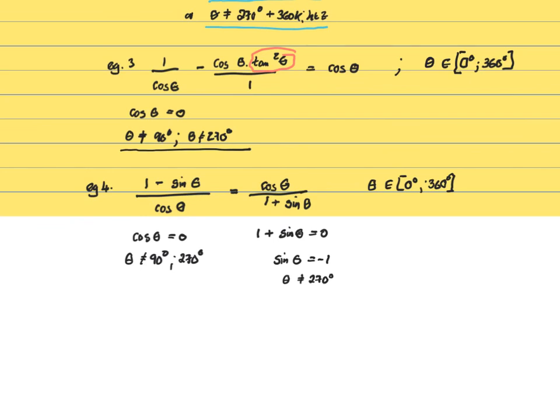Just watch the wording of these questions. So they want to know for which values is theta equal or not equal. So if they said for which values is it undefined, you would say when theta is 90 and 270, you wouldn't have the not equal to. Okay. All right, just be careful of that.